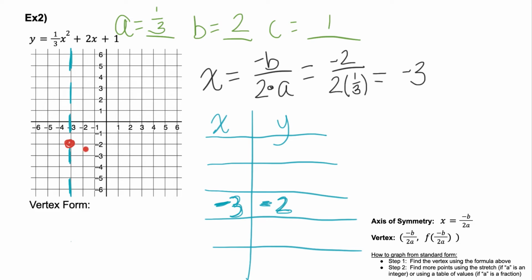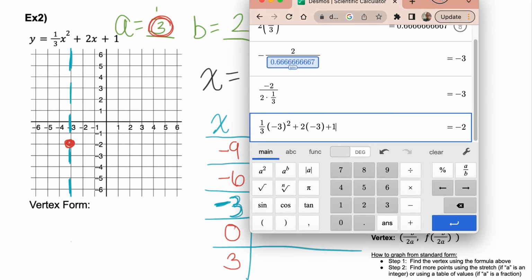So we have to be pretty thoughtful about what numbers we choose for x, because I want nice values that I can easily plot. And so the trick is to jump by the denominator in the fraction. So I'm going to go right 3 and right 3 more, and then I'm going to go back 3 and back 3 more. And I'm going to plug these values into my original function. So I'm going to pull over my calculator again.